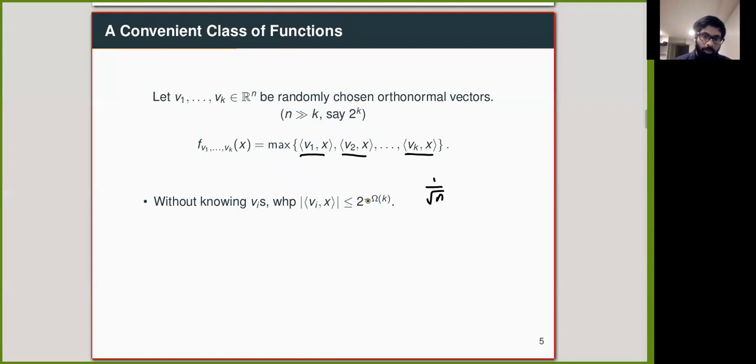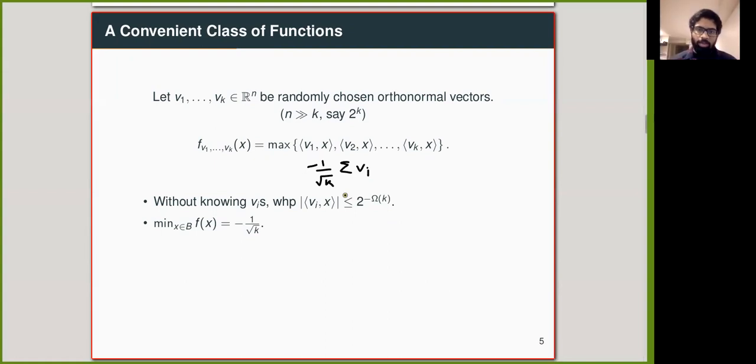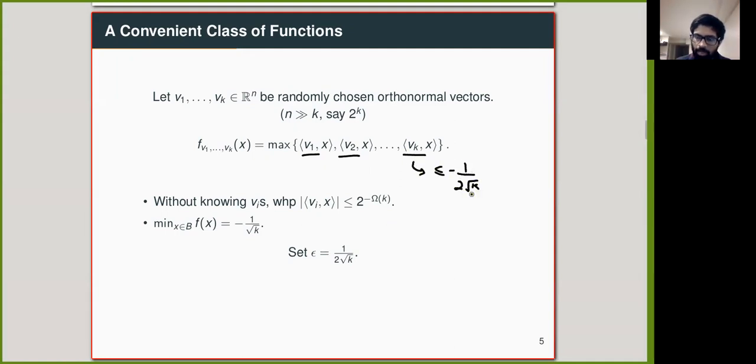At the same time, we know that if we choose our x carefully in the unit ball itself, we can get f of x to be -1 by square root k. That is, we choose x to be summation vi times -1 by square root k. This is a unit vector, and it attains the value -1 by square root k. And let's set epsilon to be 1 by 2 square root k. So our task now is to find an x such that all of these values are smaller than -1 by 2 square root k.